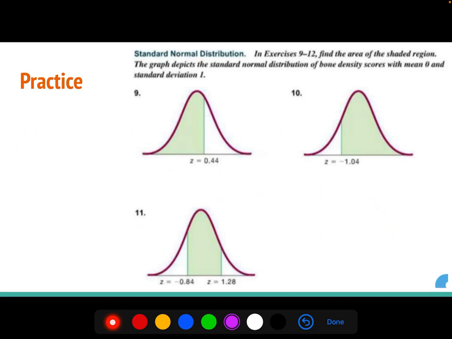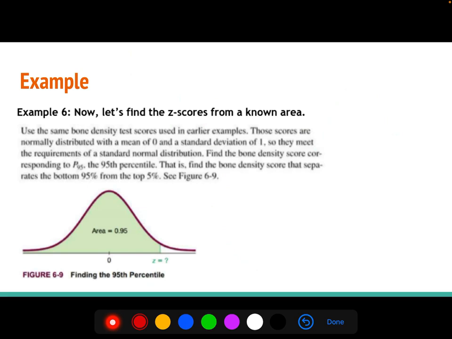Here are some practice problems for you guys if you would like a little extra. Each one of these, I'm going to go ahead and put the answers in here for you so that if you do check or want to practice them, you can. This one, the answer is 0.6700. This one's answer is 0.8508. And this one's answer is 0.6992. Again, this is up to you. If you need extra practice, feel free to work on them.